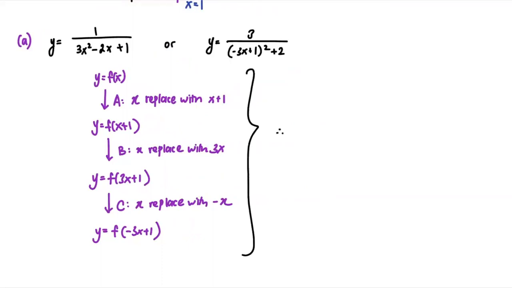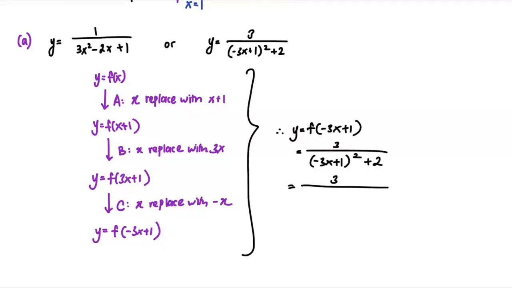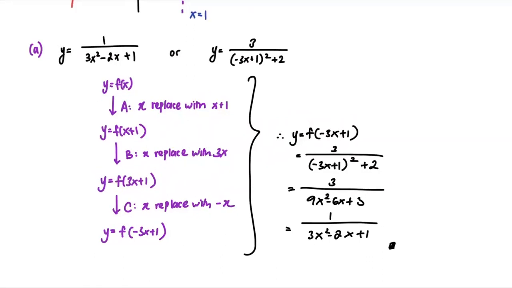So therefore, the final answer will be y equals to f of negative 3x plus 1, which is 3 over, replace it, negative 3x plus 1 whole thing squared plus 2, which you can expand. You get 3 over 9x squared minus 6x plus 3, which you will get 1 over 3x squared minus 2x plus 1. And that's the answer. Okay. Any problem?